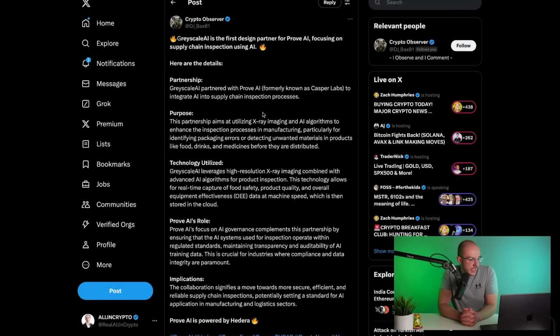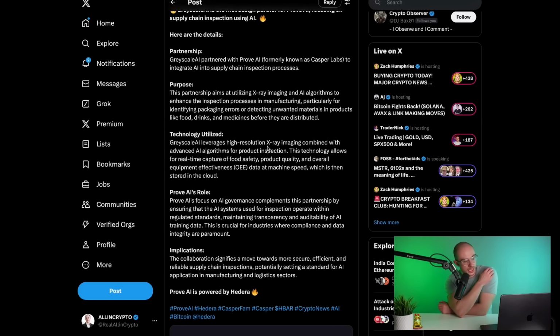Here are the details. So the partnership, Grayscale's AI partners with Prove AI, formerly known as Casper Labs, now known as Prove AI, to integrate AI into supply chain inspection processes. The purpose, this partnership aims to utilize X-ray imaging and AI algorithms to enhance the inspection process in manufacturing, particularly for identifying packaging errors or detecting unwanted materials in products like food, drinks, and medicine before they are distributed.